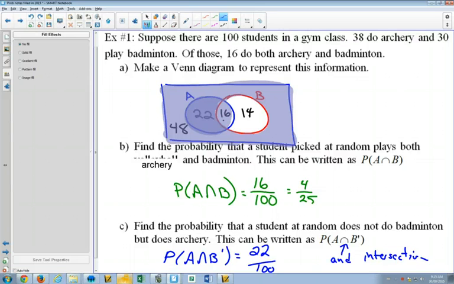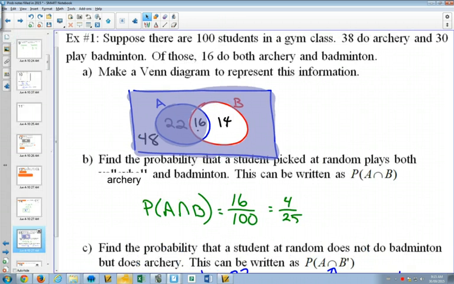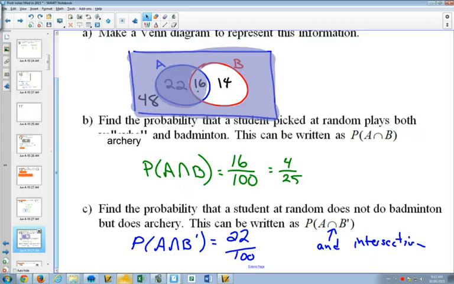This question wouldn't have been as easy to answer just by reading our question. Our Venn diagram really helps us see what is the part that's not in B and also in A. That's only this section right here where the 22 is. Oh, very fun. Okay, is everybody done coloring? I know, I hate to move on.